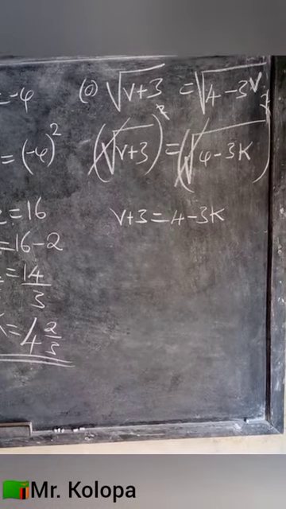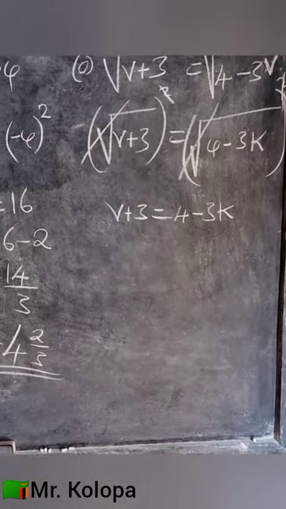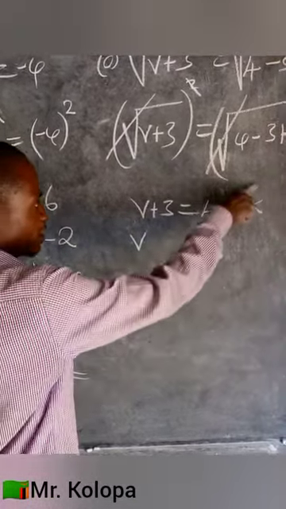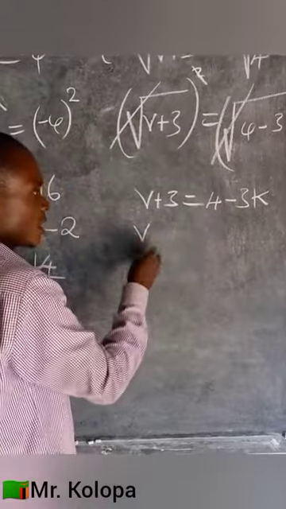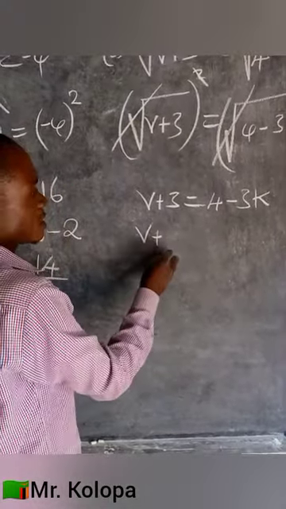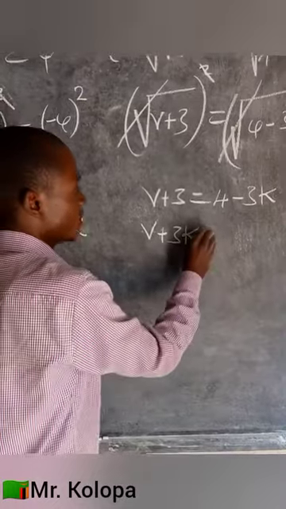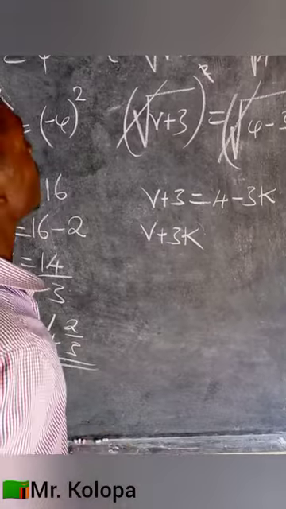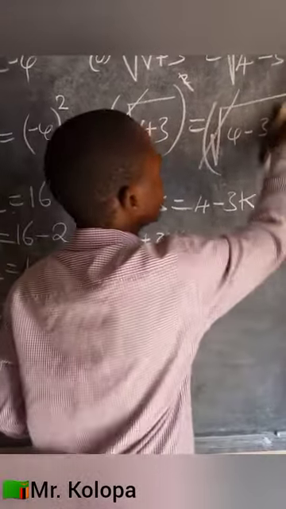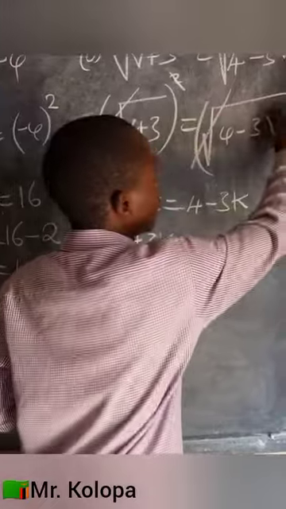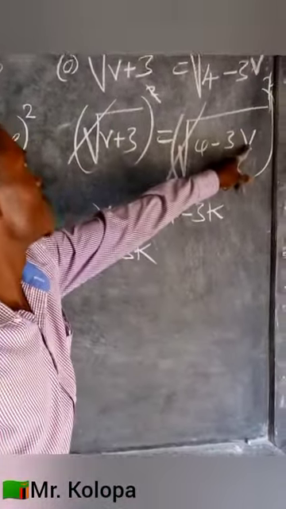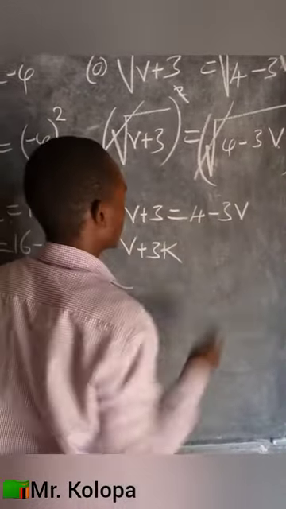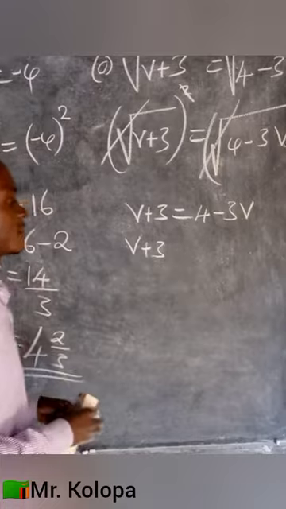Then what are we supposed to do now? We have to collect the like terms. So the negative 3v, you drop it to the other side, joining the v to the left hand side, it will become positive 3v. Here I've written k, it's supposed to be v. Make a correction, I wrote k instead of v. So there we go, we have the v.